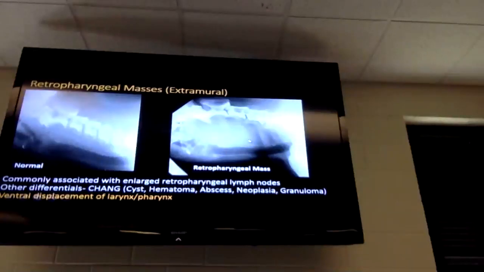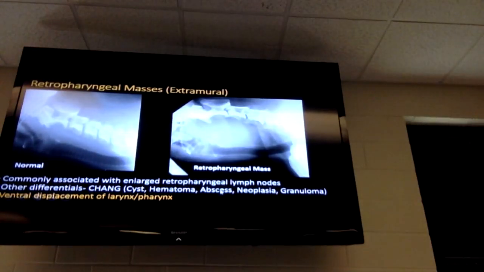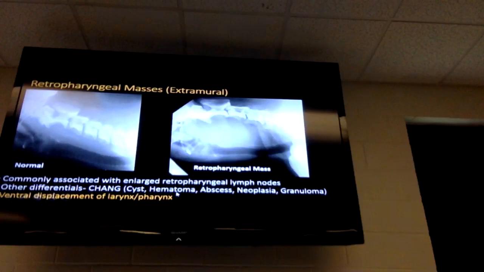So when you see a mass effect, then you have to think about CHANG. Just memorize this. CHANG stands for cyst, hematoma, abscess, neoplasia, granuloma. When you see a mass, that's your differential. Then think about the tissues which live in that area. So I would be concerned about a retropharyngeal cyst, retropharyngeal hematoma, retropharyngeal abscess, neoplasia or granuloma. And then you will do FNA to confirm what it is and how to treat it. Okay? Good?